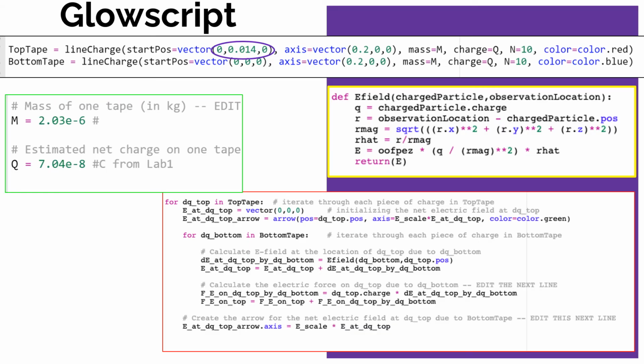So here is my GlowScript. I started with coding the green box, which was calculated in Lab 1. That's including the mass and charge, along with the vector position and the top tape line of code circled in the purple circle. That is also from Lab 1. Then the function E field in the yellow box is used to implement Coulomb's law, while the code in the red box can integrate through each piece of tape to get the total charge across its length.